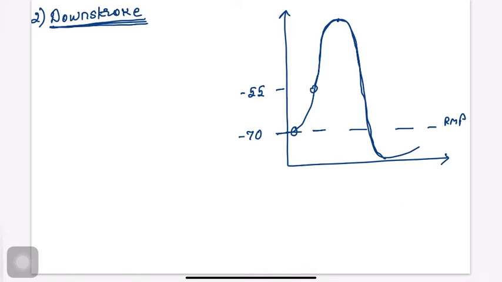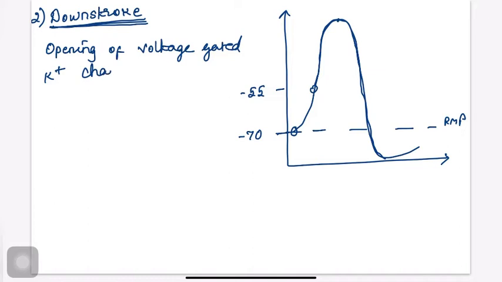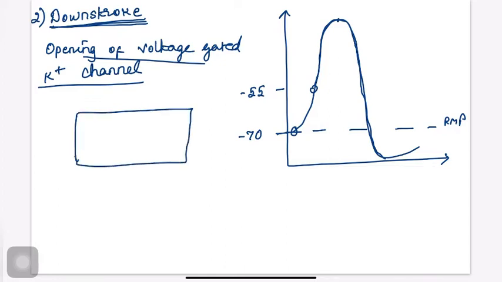So what causes this downstroke to happen? The downstroke is due to opening of voltage gated potassium channels. First, let us clearly understand what voltage gated potassium channels cause. For that we'll start from the basics. This is a cell, this is ICF and this is ECF, and initially it will be negatively charged inside, with positive charges exterior to the cell.